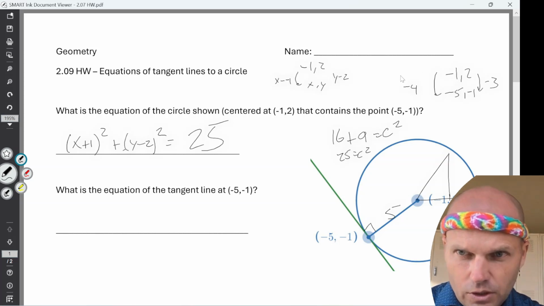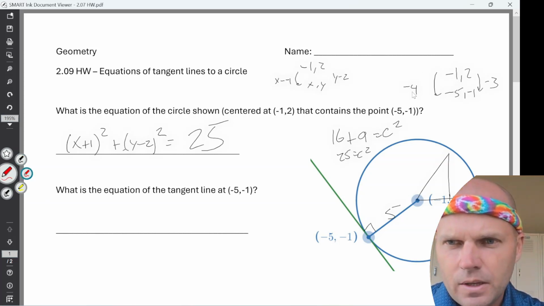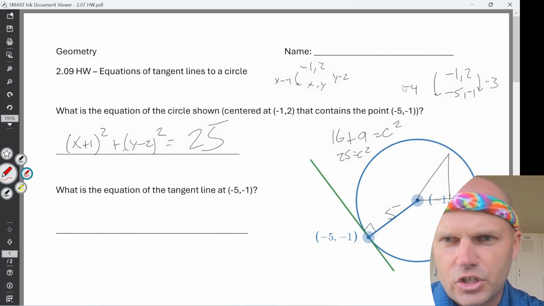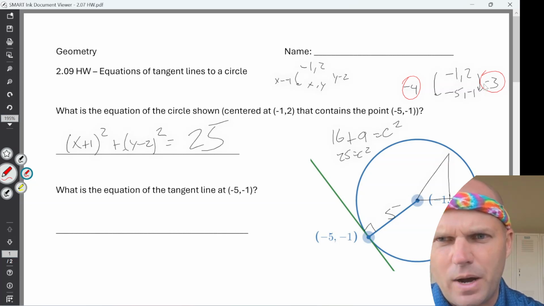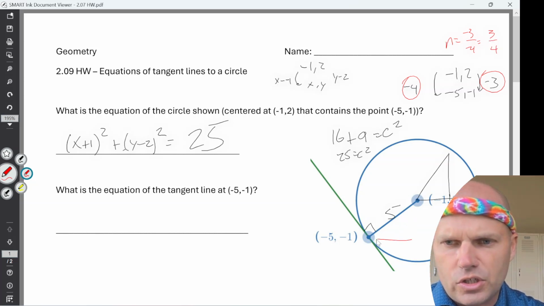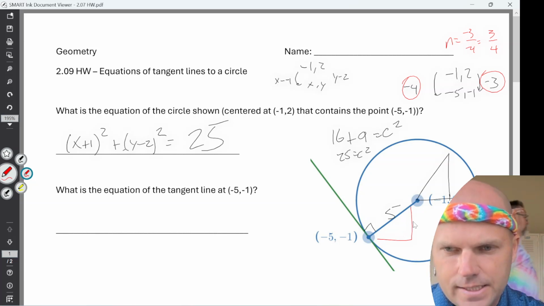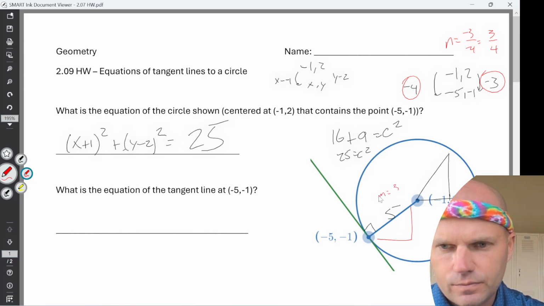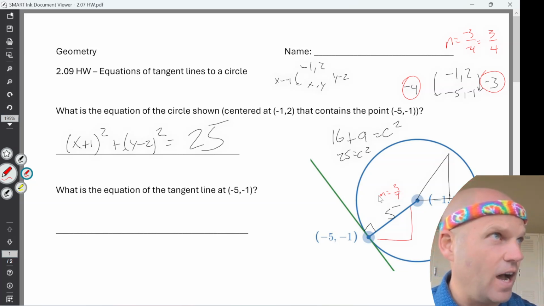Cool. This work is important here from the change being this -4 and this -3. We could also change that to a +4 over +3. Slopes that are negatives over negatives are the same as positive over positives. So the slope of our radius is 3/4. The length is 5.